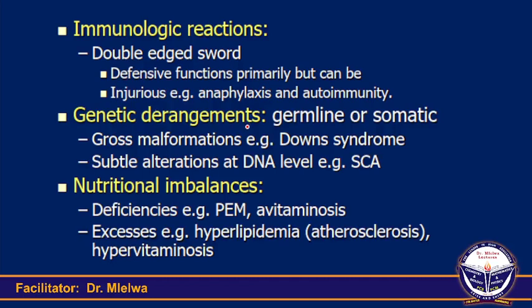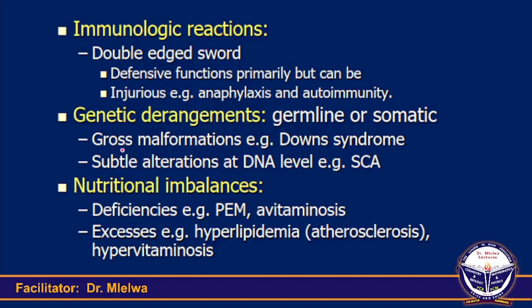Let's say the bases or the structure of chromosomes and the number of chromosomes. So this is germline or somatic. It can be germline or somatic. Germline means it affects the germ cell, the gamete cell. The somatic is the one which affects just other cells and not the gamete cell. This can lead to different effects.